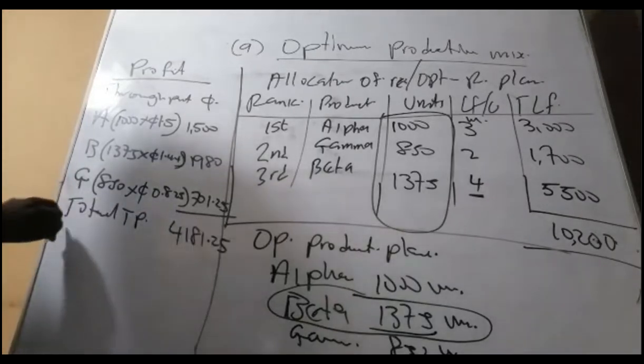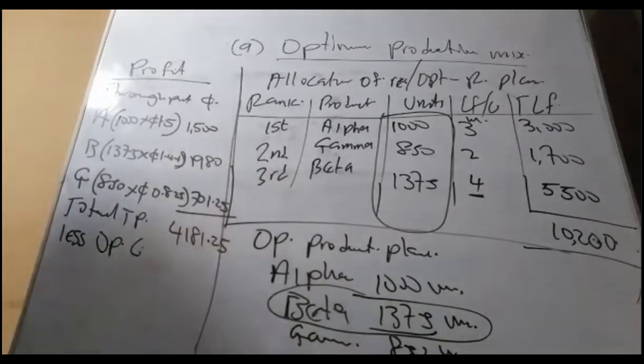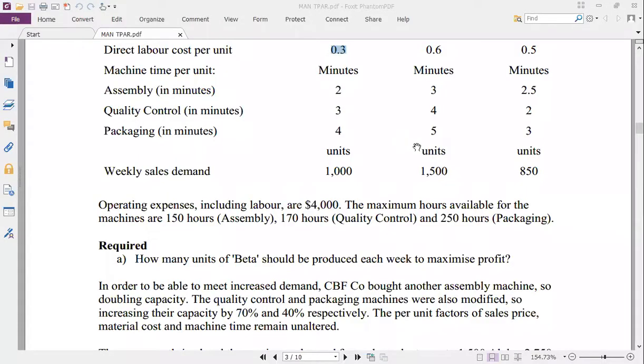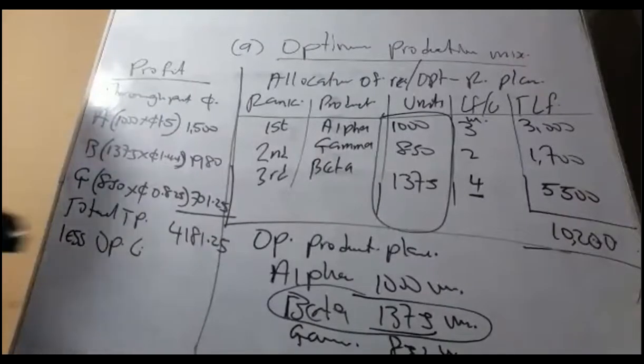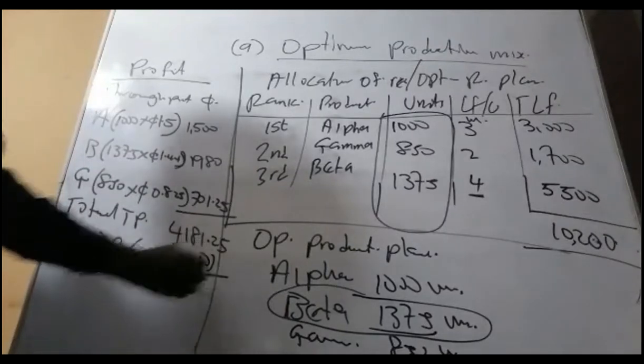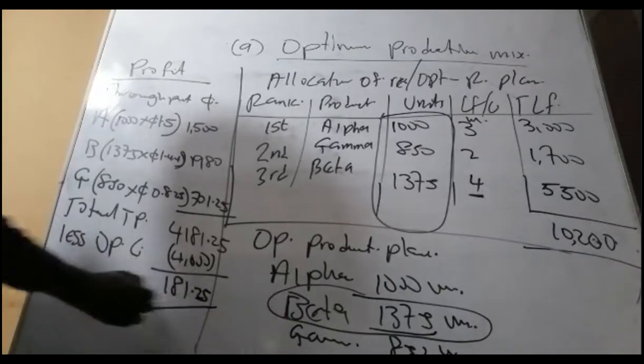4,181.25. He said less what? Operating cost. Let's go to the question and pick the operating cost. This operating cost must include what? Labor. If labor is not in there, can you calculate it and then add it? So they said that the operating expenses including labor is what? 4,000. So 4,000 here. We take it off. So therefore the profit is 181.25.